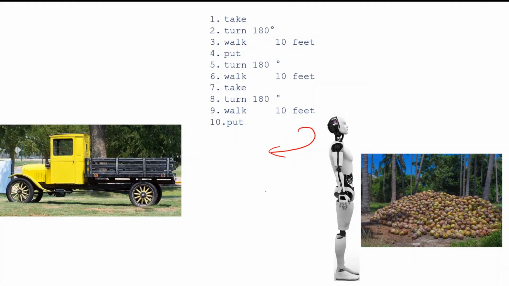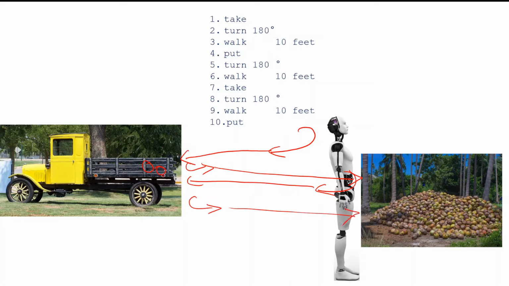The walk 10 command makes the robot walk 10 feet. Thus, now the robot is near the truck. Due to the put command, robot drops the coconut into the truck. Again, turn command. It turns back, walks 10 feet. Again take, turn, walk, put, turn, and so on till all the coconuts are loaded into the truck.